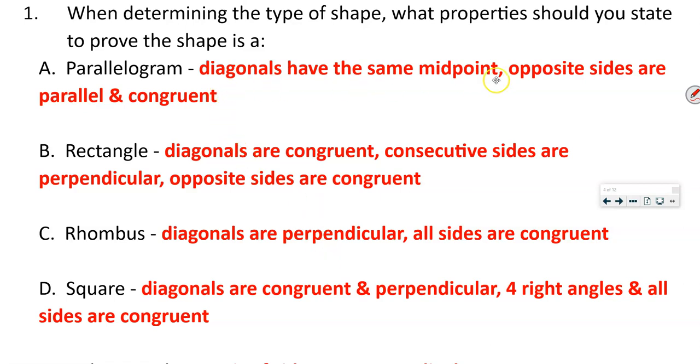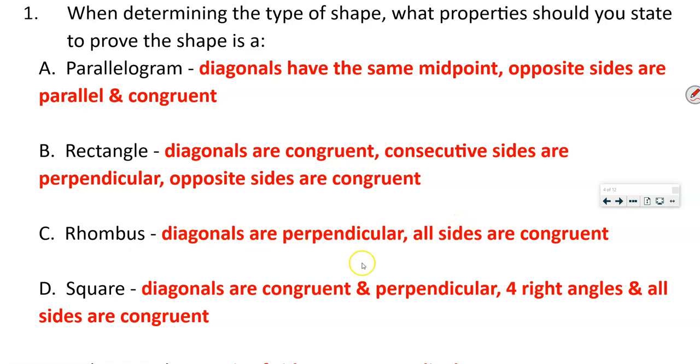So diagonals have the same midpoint for parallelograms, and opposite sides are parallel and congruent. Rectangle diagonals are congruent. All this diagonal stuff is the new stuff that you need to memorize for this quiz. Consecutive sides are perpendicular, and opposite sides are congruent for a rectangle.